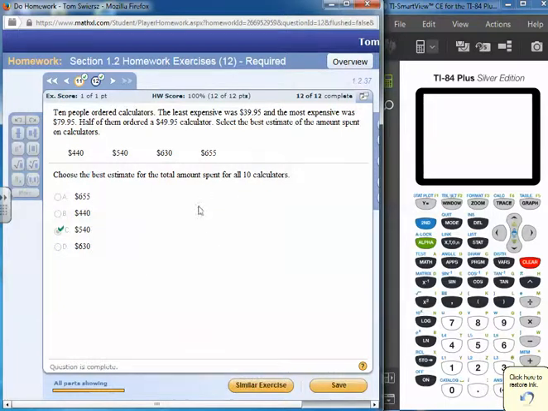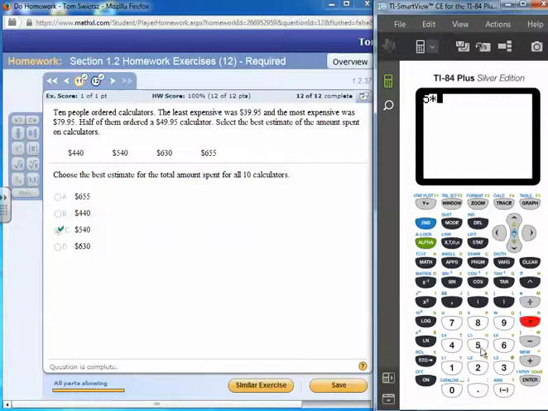Again, the first 5 spent $50 per calculator, so 5 times 50, they spent $250. 5 are left. We took the average of 40 and 80, which is 60. So for the other 5, we took an average amount times 5 and got 300. So 300 plus the 250 from the first 5, and we get 550, and so 540 is the only close estimate. All right, very good.